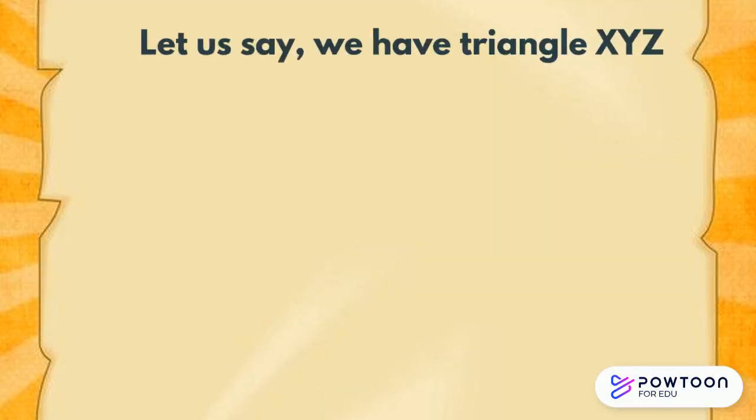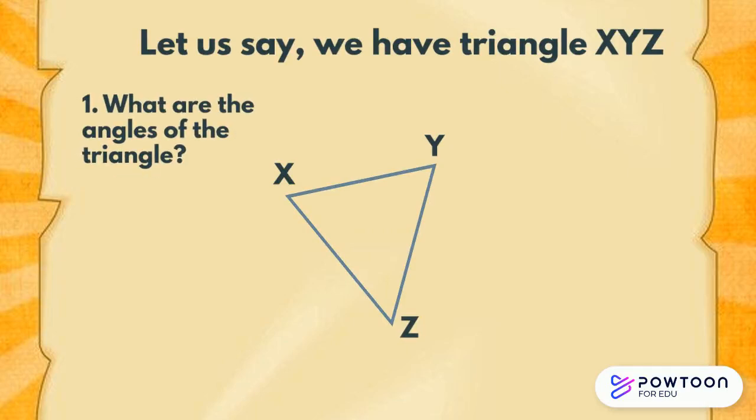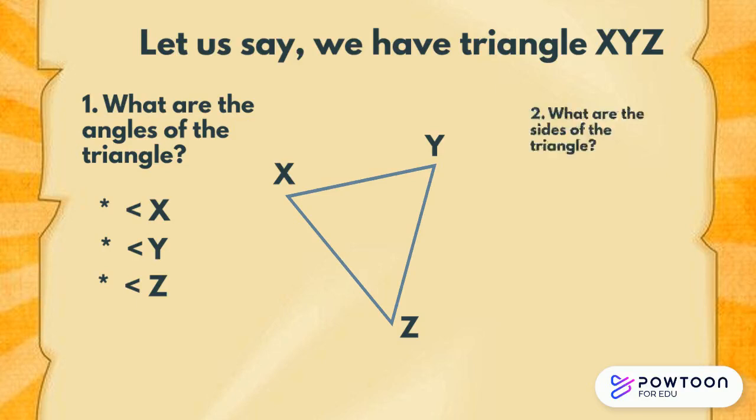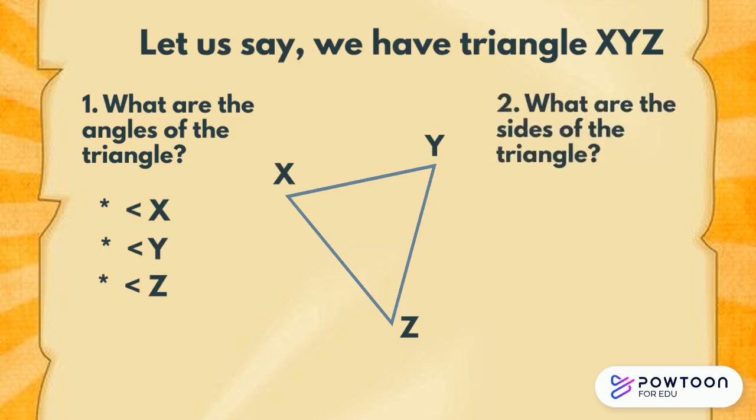Let us say we have triangle XYZ. Now, what are the angles of the triangle? Can you name it? Of course, the angles are angle X, angle Y, and angle Z. How about, what are the sides of the triangle? Can you name it again? Well, the sides of the triangle are XY, YZ, and ZX.